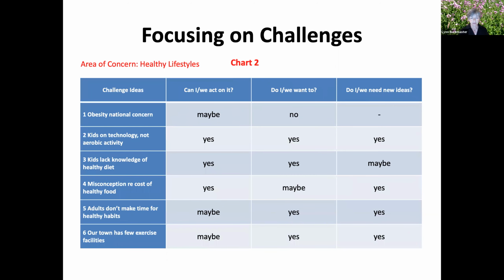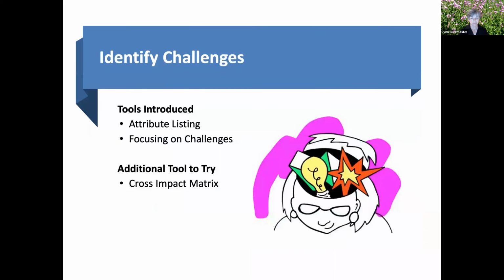The other chart focuses on, can I or we act on it? And next, do I or we want to? And third, do I or we need new ideas? So you can see obesity is a national concern. They thought maybe they could act on it, but they didn't want to. So that's why there's a dash here. For number 4, misconception regarding cost of healthy food, they thought they could act on it, and that's a perhaps that they wanted to, and they would need new ideas. So this one had yeses all the way across. So that might indicate that that particular issue would be a good focus for their project.